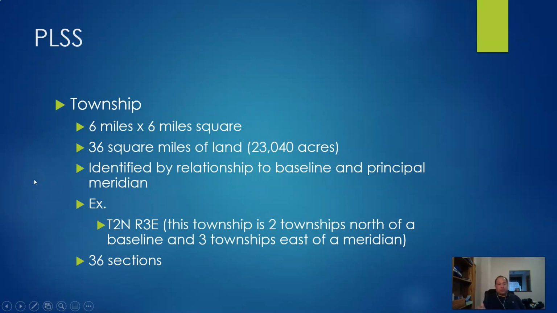So a township, 6 by 6 miles square, 36 square miles of land, or 23,040 acres. It's identified by that relationship to the baseline and principal meridian. So if we say something like Township 2 North, Range 3 East, this township is 2 townships north of a baseline and 3 townships east of a meridian. And of course, a township has 36 sections in it, which we've already mentioned.